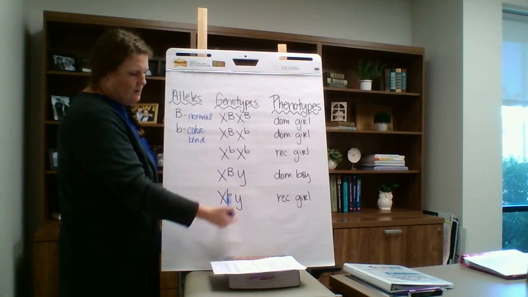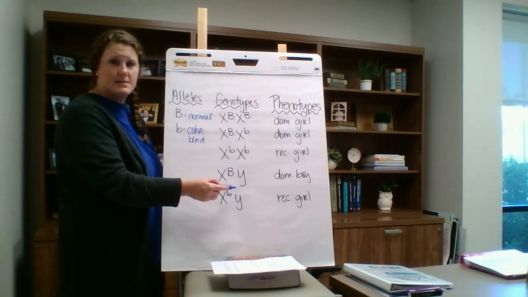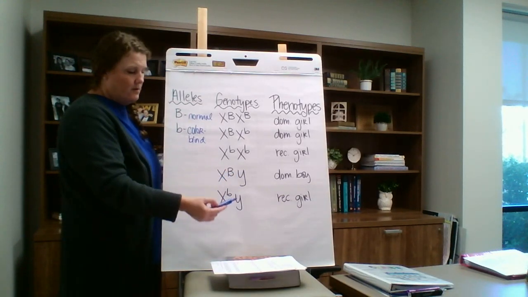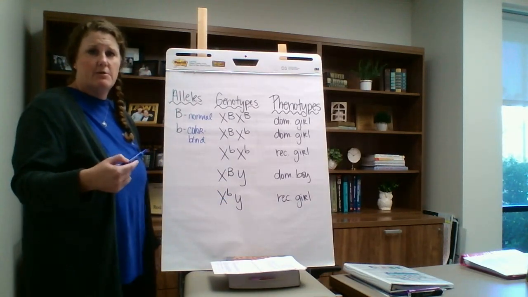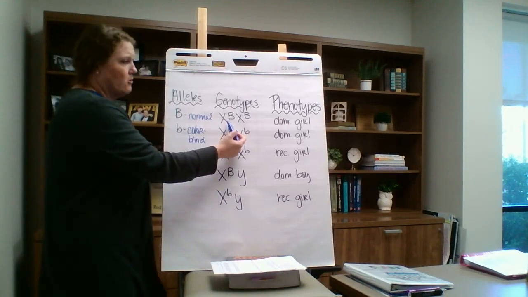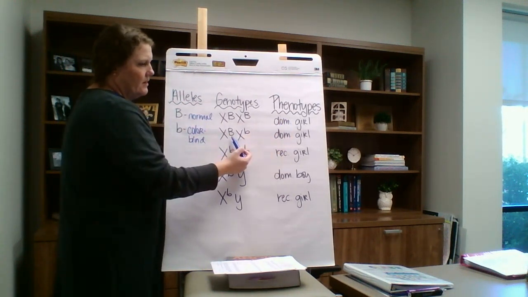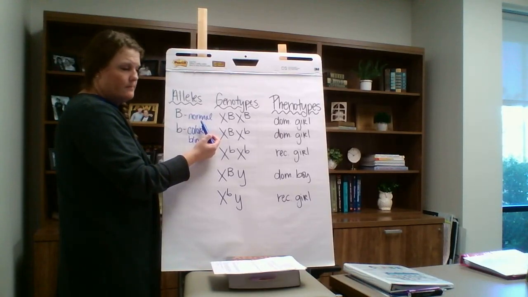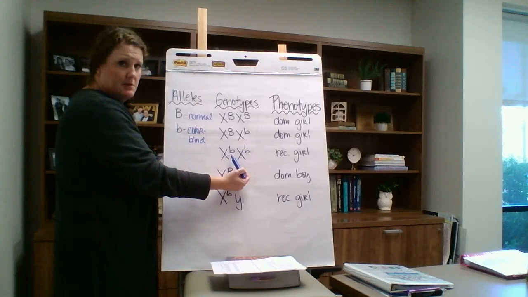Now, for boys, there's only 2 options because they get a Y instead of a second X. They only get 1 copy. So they either get a big B or they get a little b, all right? Now, when it comes to your phenotypes, we have to include the sex of the individual as part of the phenotype. So like this girl would be dominant. So in this trait, that would be a normal vision girl. This would be a dominant girl, heterozygous. Okay, she's normal. The only way a girl could be colorblind is if she got 2 recessive alleles.